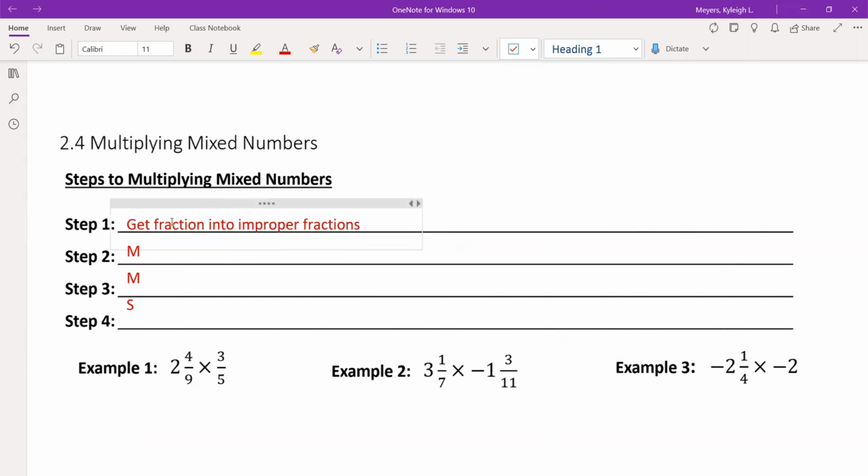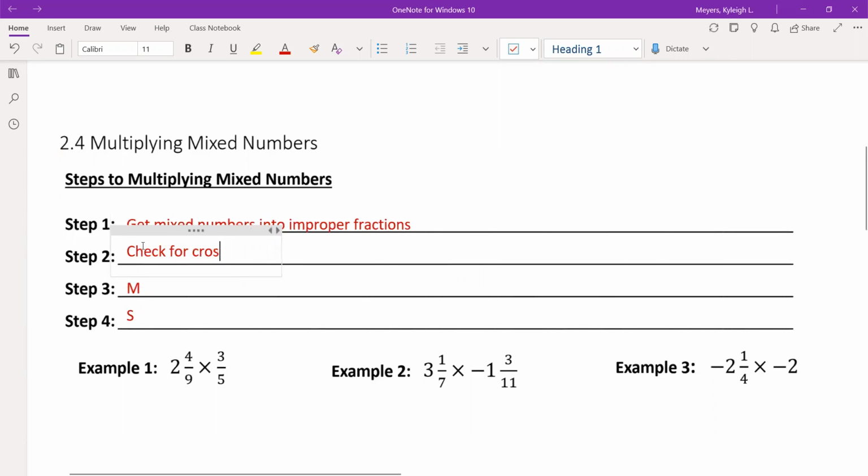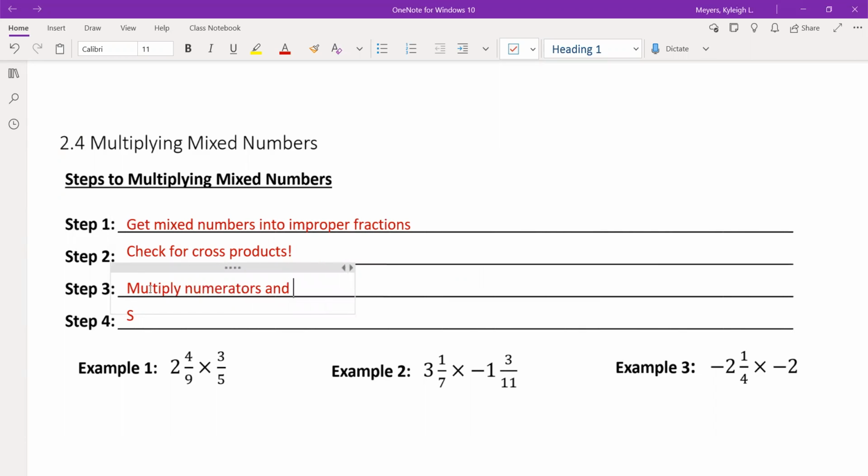First we need to turn the mixed numbers into improper fractions, and then check for cross products. This is going to be super important because otherwise you're going to get really large numbers when you multiply, and it's going to be really difficult. And then remember, you multiply your numerators together and your denominators together. And then you simplify, right? We always want them in simplest form.